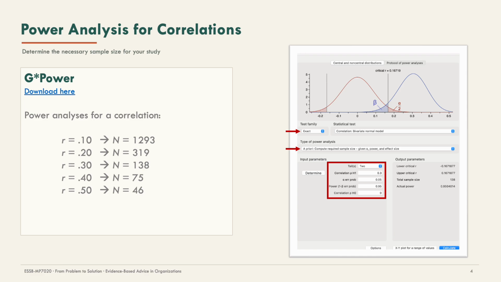On the left side of the slide, I have included example results for different expected correlations. The main pattern is clear. The smaller the expected effect, the larger the required sample size. For example, detecting a correlation of 0.50 requires only 46 participants, whereas detecting a correlation of 0.30 requires 138 participants. For a small correlation of 0.1, the required sample size increases to more than 1,000 participants. This illustrates an important point. Statistical power depends strongly on the expected effect size. Smaller effects are harder to detect and therefore require much larger samples.